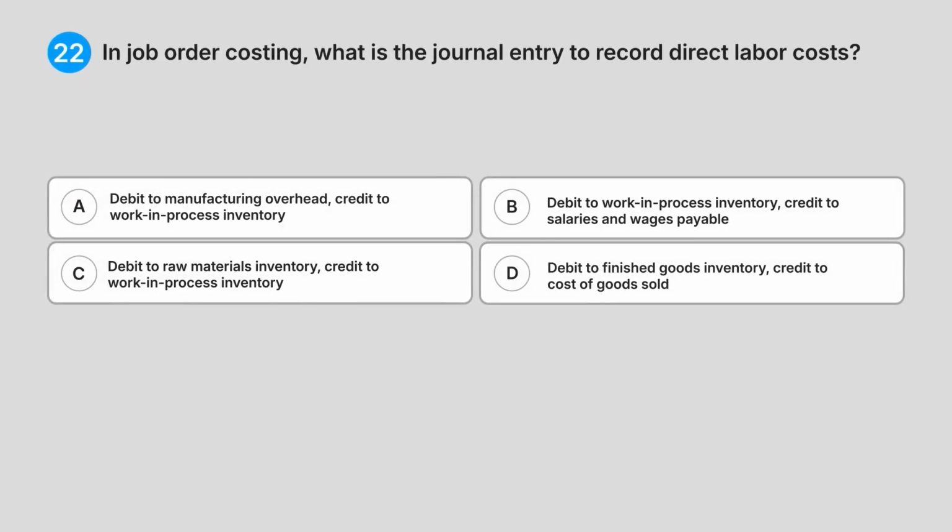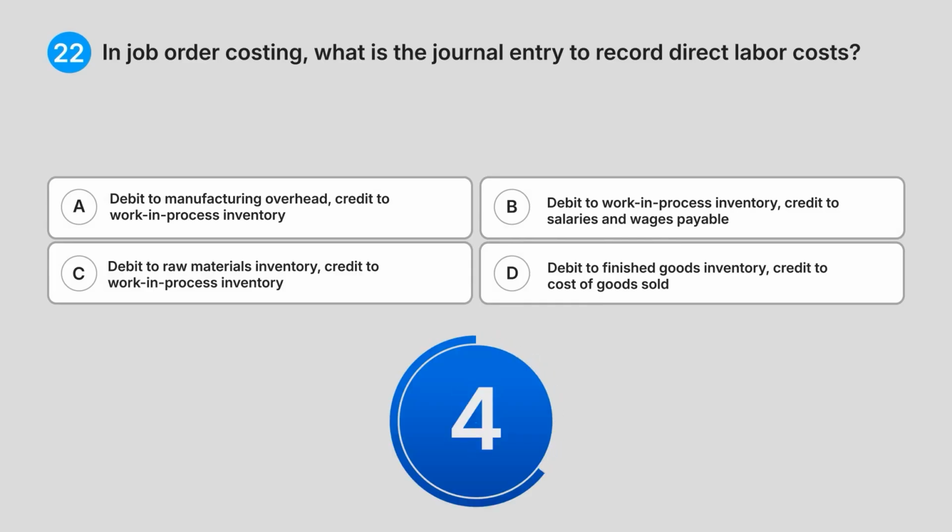(22) In job order costing, what is the journal entry to record direct labour costs? A. Debit to manufacturing overhead. Credit to work in process inventory. B. Debit to work in process inventory. Credit to salaries and wages payable. C. Debit to raw materials inventory. Credit to work in process inventory. D. Debit to finished goods inventory. Credit to cost of goods sold. Do you know the answer?